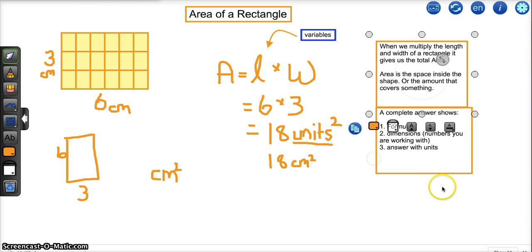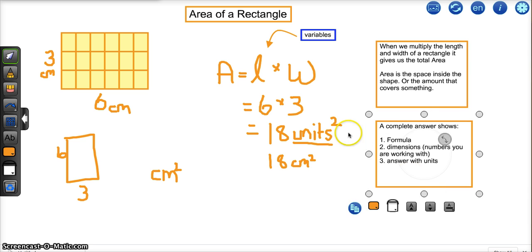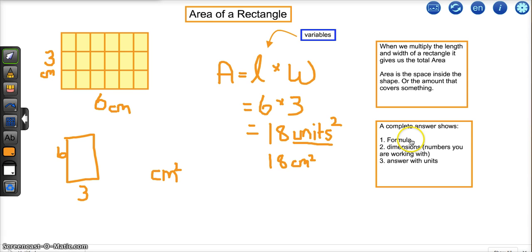When we write an answer, we always want to have 3 lines. We want to have our formula, we want to have the dimensions, and remember, dimensions are the length and width. So what are the numbers we're working with? Because if you have a whole bunch of shapes, we want to make sure you're picking the right numbers. So you always put your formula on the first line, then your dimensions, the numbers, then your answer with the units.